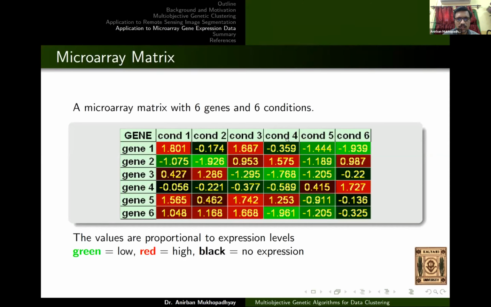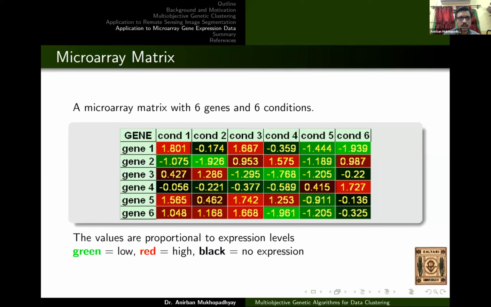These negative values are coming because we have normalized this data set. And these values are also represented in color coding, where the higher value represents more reddish and lower value represents more greenish color. And the middle level values, which are close to 0, are represented by the blackish color. So this is an example of a microarray data set. And here our job is to cluster the genes according to their expression pattern. So the genes with similar expression pattern are put in the same group or same cluster.